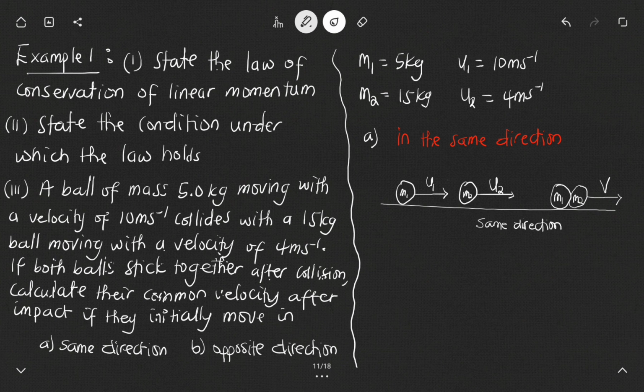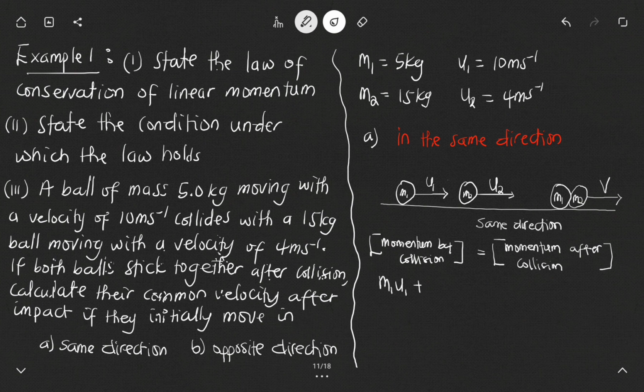Okay, now if this is our diagram, it means using the law of conservation of momentum, we are saying that the momentum before collision is equal to the momentum after collision. That is because no external force has acted on the system. It means that we have m1 u1, that is the momentum of the first ball, plus the momentum of the second ball, which is m2 u2, will be equal to the momentum after collision. Now, after collision, they stick together, so they have a common velocity. So we have in brackets m1 plus m2 multiplied by the common velocity.